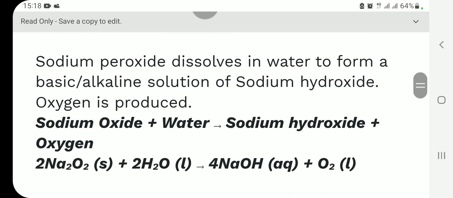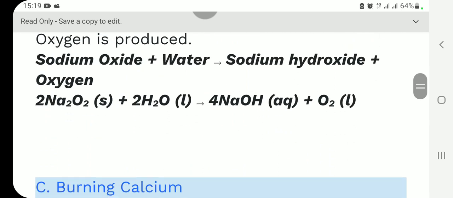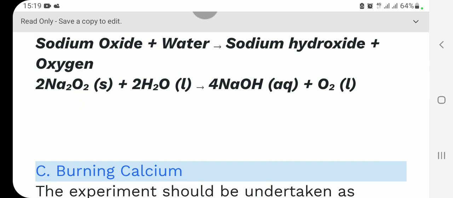Sodium peroxide dissolves in water to form a basic alkaline solution of sodium hydroxide. Oxygen is produced, that's why it relights a glowing splint.